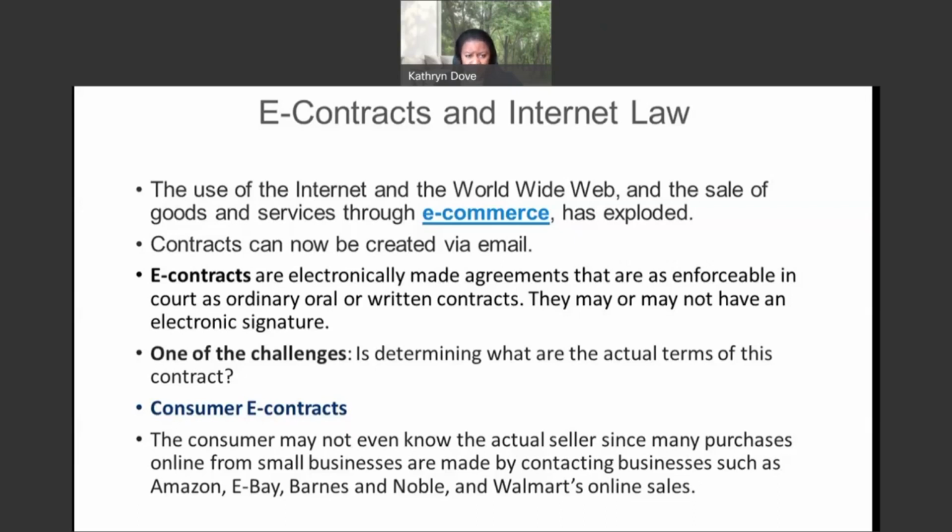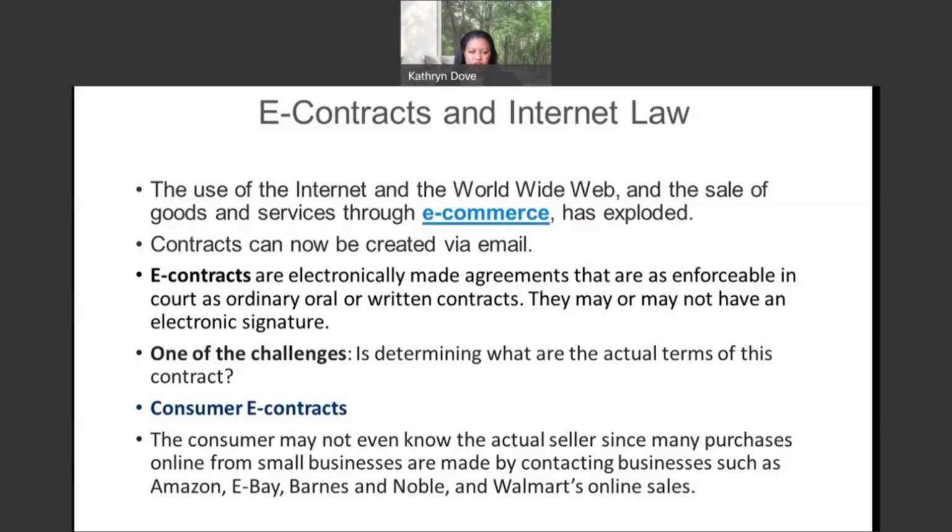So the use of the internet and the World Wide Web and the sale of goods and services through e-commerce has exploded. Contracts can also be created via email. Electronic contracts or electronically made agreements are just as enforceable in court as an oral agreement or a written agreement. You don't even need an electronic signature because you can create contracts via email. One of the challenges, though, is determining what the actual terms of the contract are.